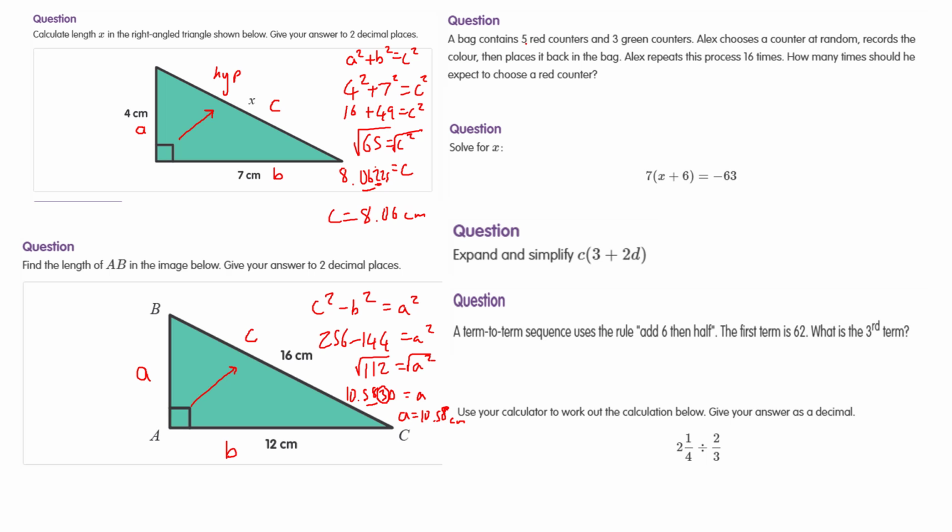Right. A bag contains 5 red counters and 3 blue counters. Alex chooses a counter at random, records the colour and places it back in the bag. Alex repeats this process 16 times. How many times should he expect to choose a red counter?